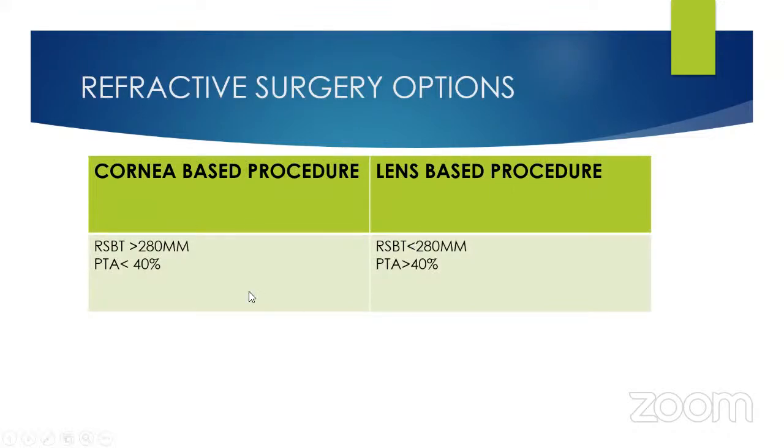So, refractive surgery options in cornea-based procedures. If residual stromal bed thickness is more than 280 microns, and percentage of tissue altered is less than 40%, these patients can be taken for cornea-based surgeries. If residual stromal bed thickness is less than 280 and percentage tissue altered is more than 40%, these patients can be taken for lens-based procedures.